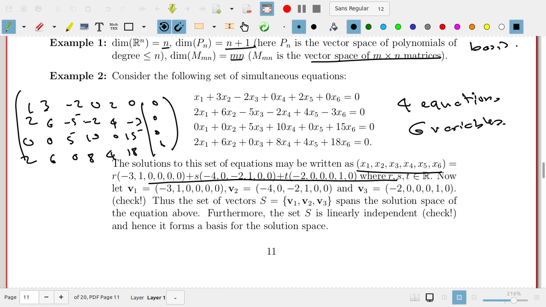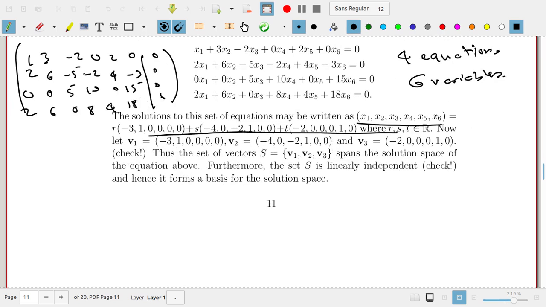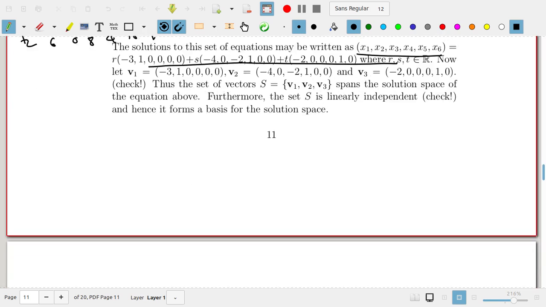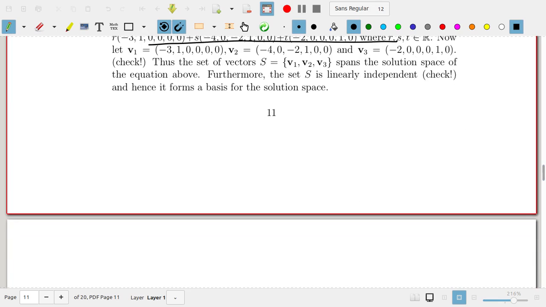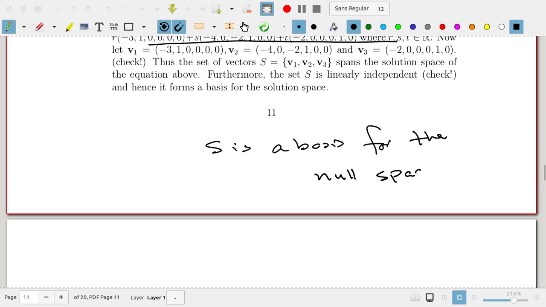So the vectors v1, v2, and v3, of course, they span the solutions. They form a basis for the solutions of the equations, right? So they're called a basis for the null space. So S is a basis for the null space.